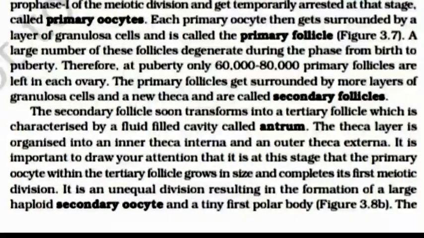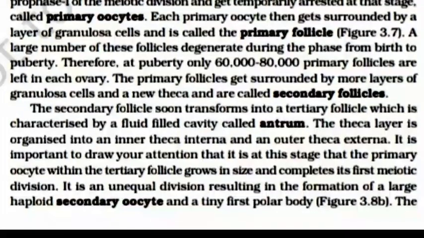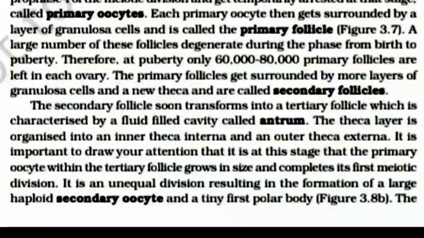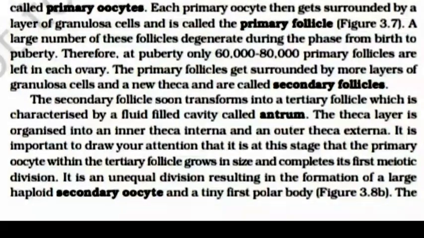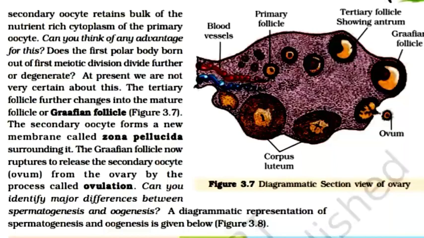It is an unequal division resulting in the formation of a large haploid secondary oocyte and a tiny first polar body. The secondary oocyte retains the bulk of the nutrient-rich cytoplasm of the primary oocyte. Can you think of any advantage for this? Does the first polar body born out of the first meiotic division divide further or degenerate? At present, we are not very certain about this.